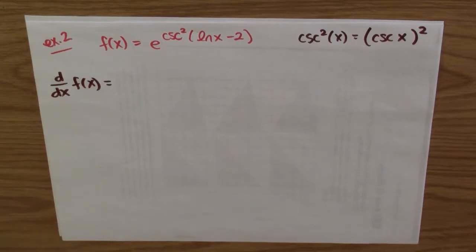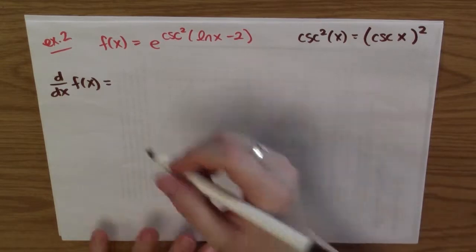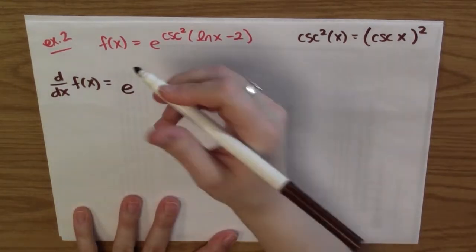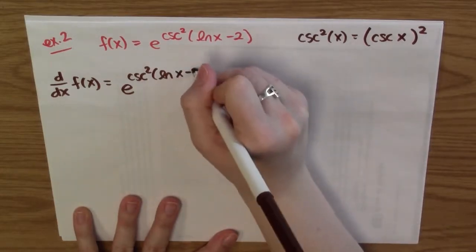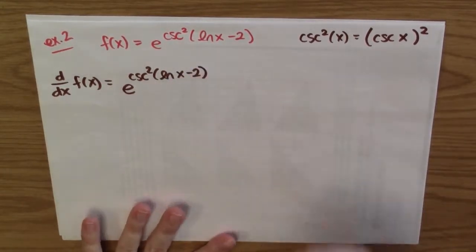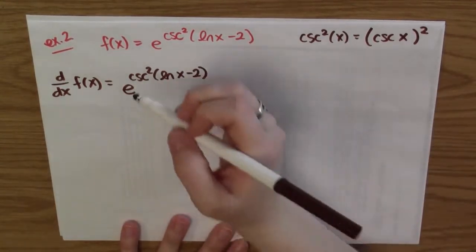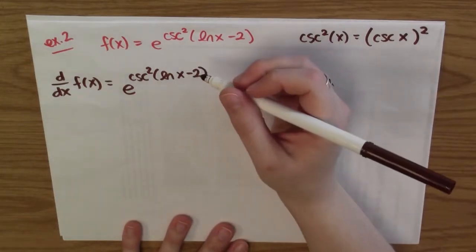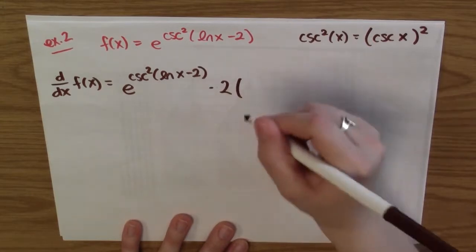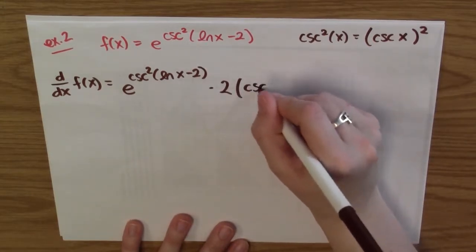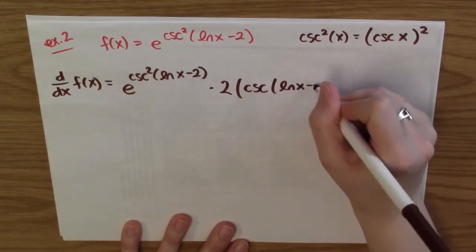Well, I'm going to have to use the chain rule a whole bunch of times. So the outside function is e to the x, and the derivative of e to the x is just e to the x. So I have e to the cosecant squared of natural log of x minus 2. Now I have to multiply that by the chain rule by the derivative of this exponent. So the next thing that I have is cosecant of some stuff, and that's being squared. So the next derivative is of the squaring function, and the derivative of squaring is 2 times that function to the first power, so I don't actually need to write it, cosecant of natural log of x minus 2.